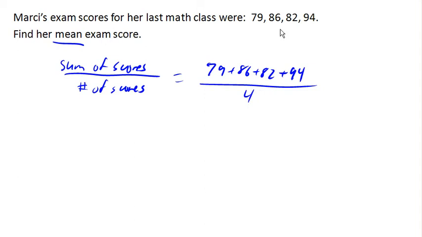We have 4 scores here. And pulling out my calculator, I get 85.25. So we can say that Marcy's mean exam score is 85.25. Let's look at another one.